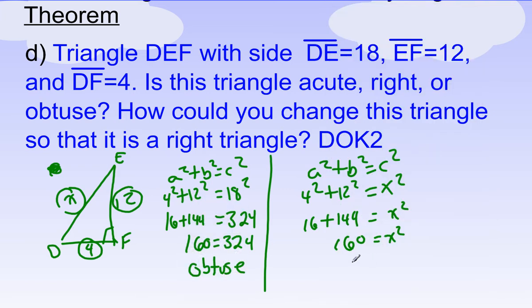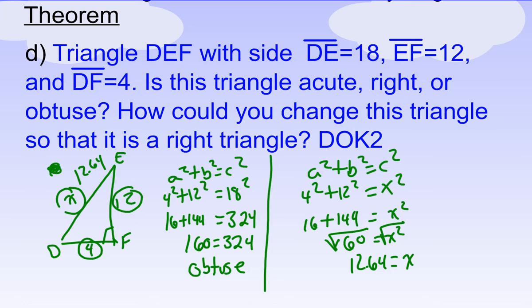12.64 equals x. That was from square rooting each side. So my three sides would be 4, 12, and 12.64. You could have also done the same problem, but instead of replacing the 18, you could have replaced the 12 with an x, or replaced the 4 with an x. All three of those would give you different triangles, but they all would have been correct ways to change this so it is a right triangle.